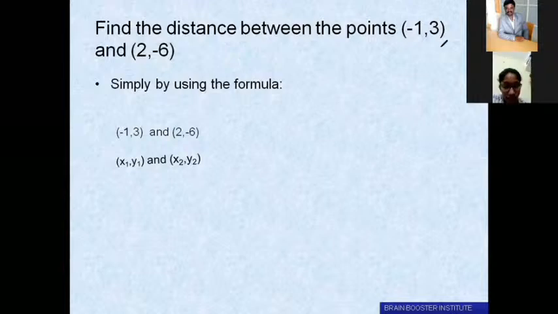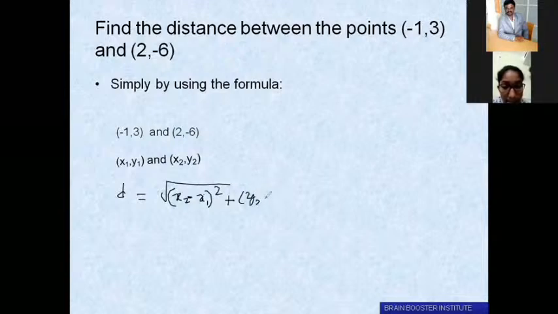So what is the formula, Nana? The distance is equal to the square root of x2 minus x1 whole square plus y2 minus y1 whole square. Got the point? Now, what is the value of x2 here? Let us substitute.